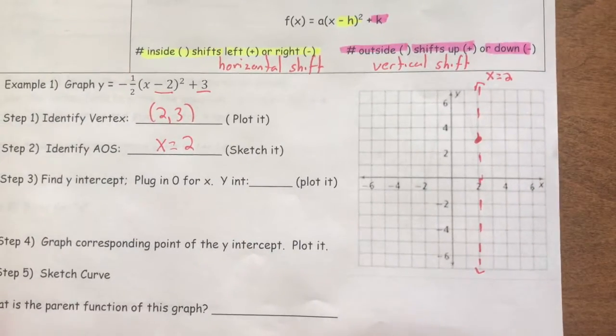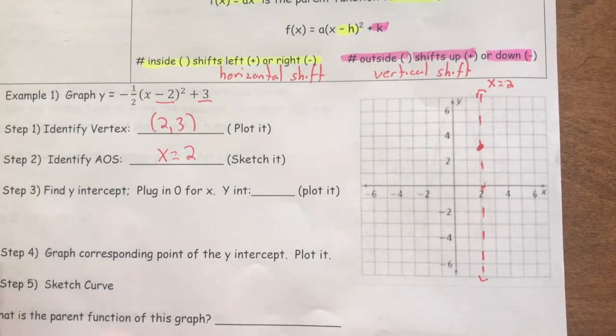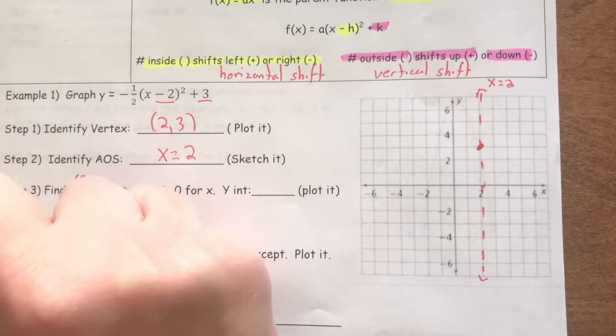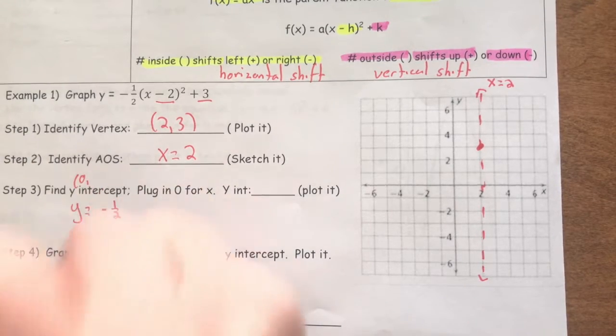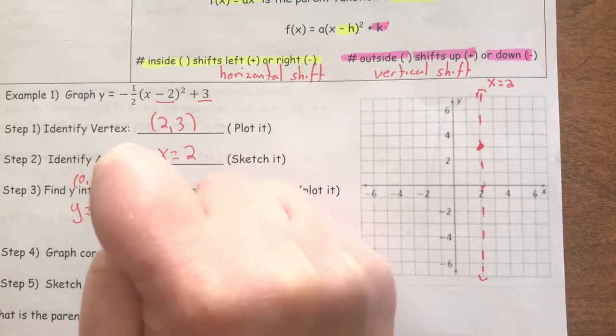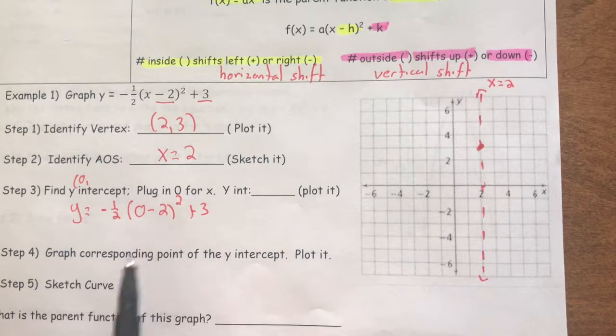And now another point that we can find is our y-intercept. Now remember, our y-intercept has an x-coordinate of 0, so we're going to plug a 0 in for x. So y is equal to negative 1/2, 0 minus 2 squared plus 3. So again, it's without a calculator.